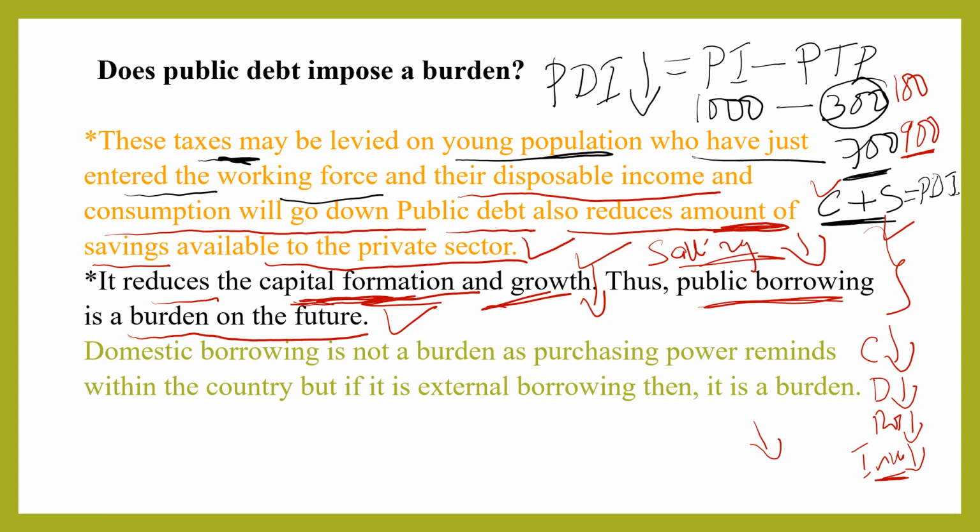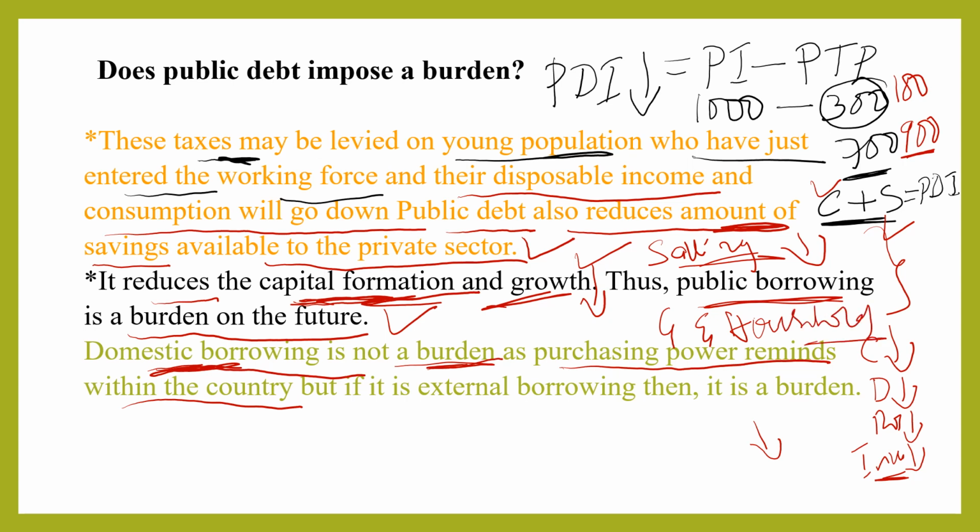At the same time, you can see here, domestic borrowing is said not to be a burden. If it is borrowed within the country, then it is not a burden because purchasing power remains in the hands of the economy or country. Either the government is going to spend or household people will spend. So the purchasing power remains within the economy, and there is no need to worry if it is borrowed within the country.